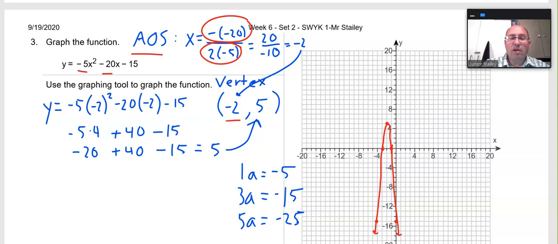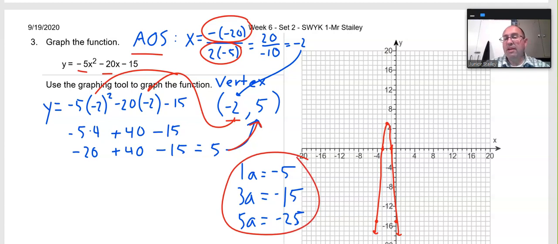Then I can use that, plug it in. That's your first part of your vertex. Take it, plug it in as we've done before, find the y value that goes with it, which is 5, and so then I can graph the vertex. We've got the 1a, 3a, 5a method, and yes, it's going down, as you can see.